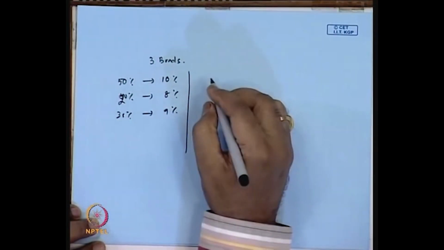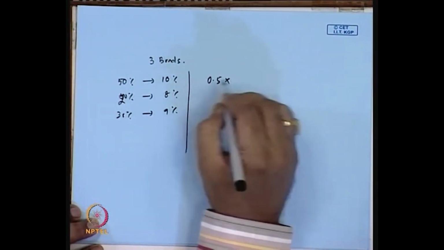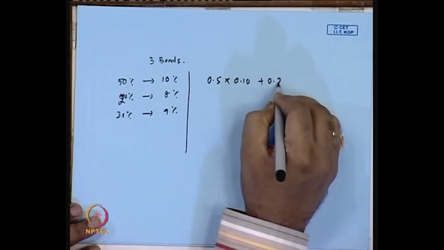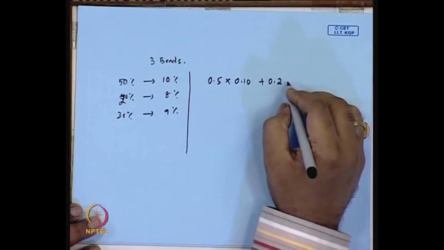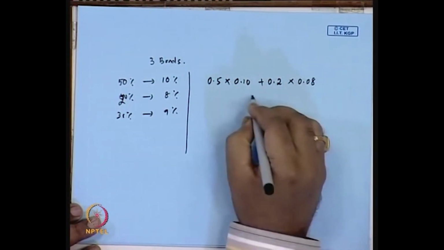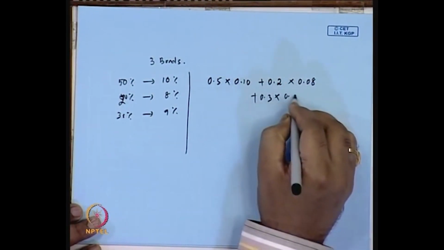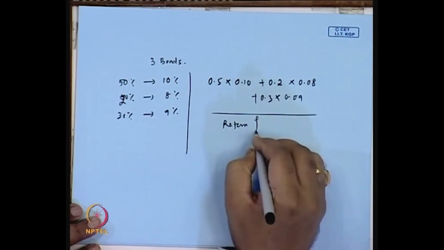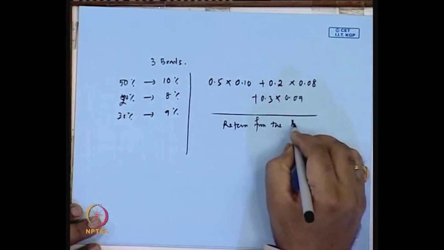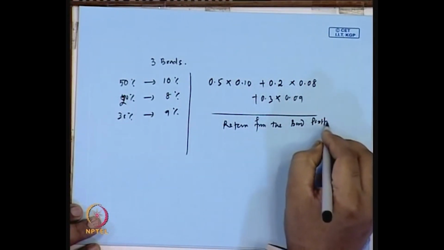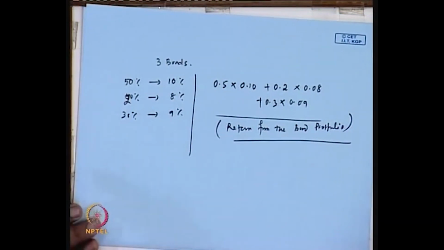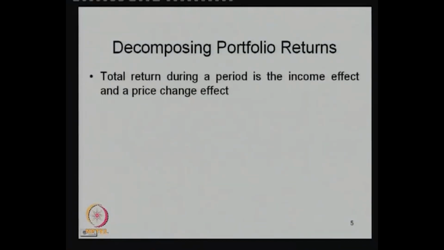So, how do we calculate? This is basically 0.5 into 0.10 plus 0.2 into 0.08 plus 0.3 into 0.09, which is the return from the bond portfolio. We know that, but here the question arises, which are the different sources through which the return can be calculated.